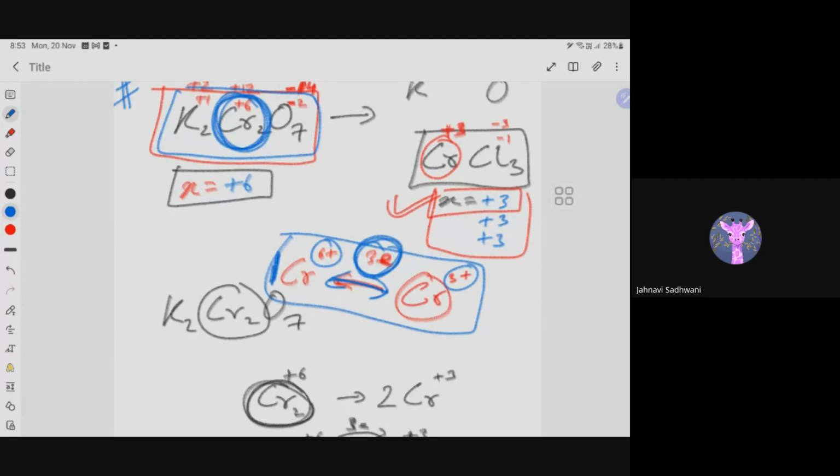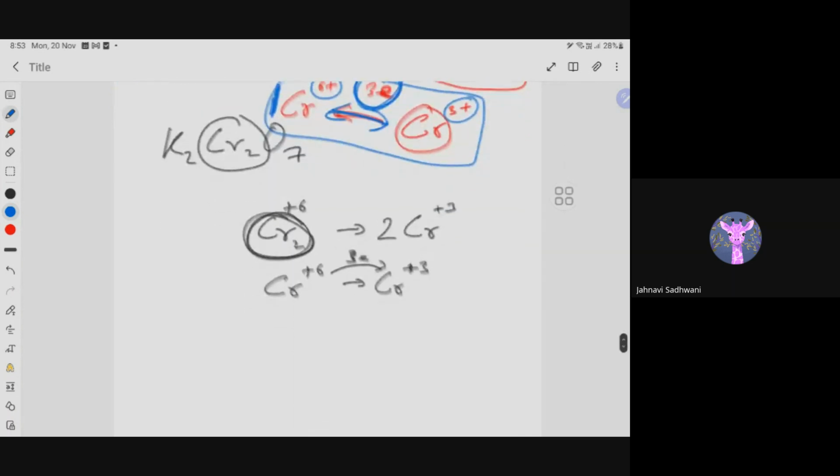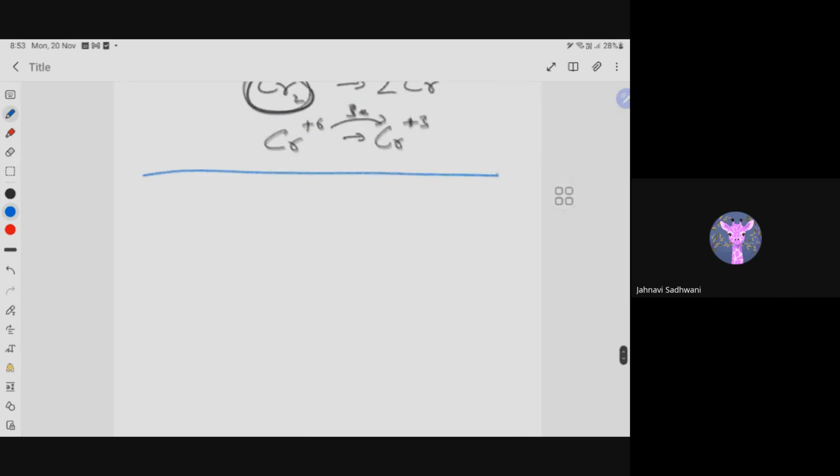Is that clear, guys? So it's for the entire molecule that we are taking into consideration. Absolutely. Is that clear? So let's do a cheap question on this, just to understand all of it. Is that clear, guys? Super cheap, but it will give you clarity and we can end the class.